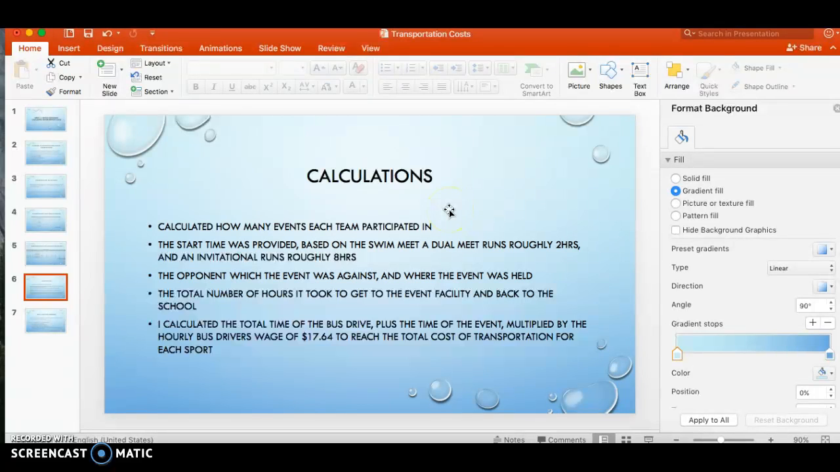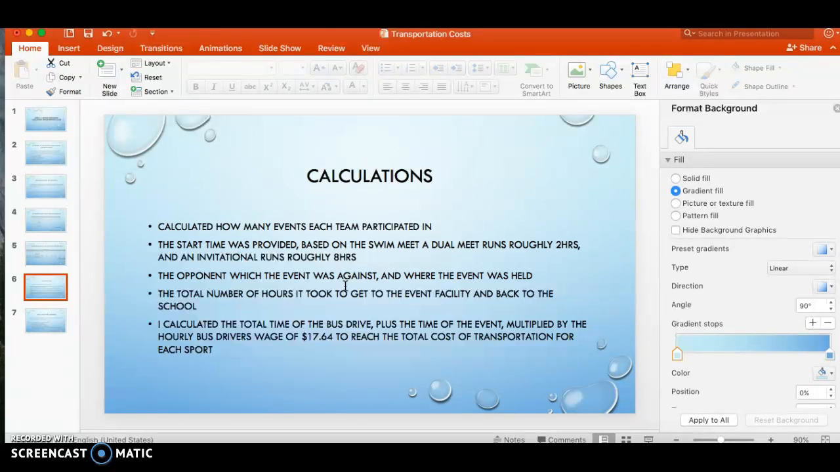So kind of going through the calculations, you have to look at how many events each team participates in during their season, the start time, how long the event is going to be held, the opponent the event was against, and where the event was held. So I calculated the total number of hours it took to get to the event facility from the school, and then back to the school from the event facility.